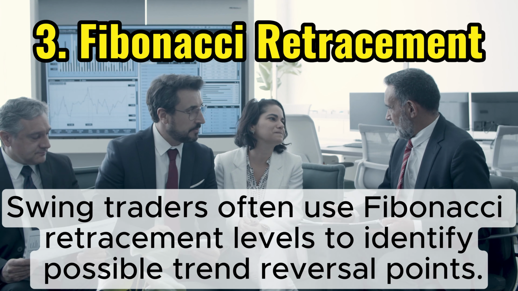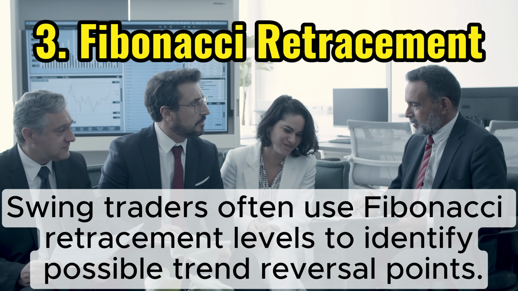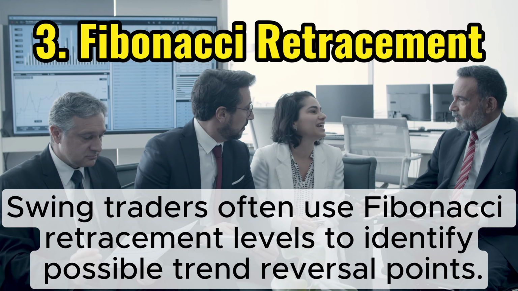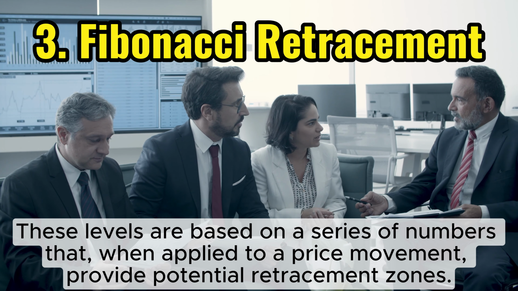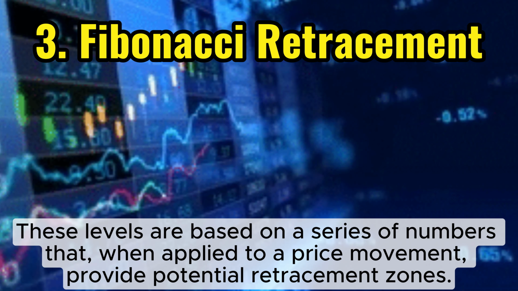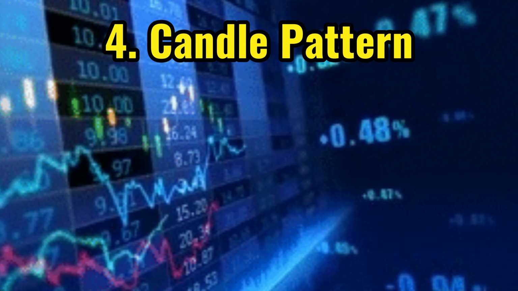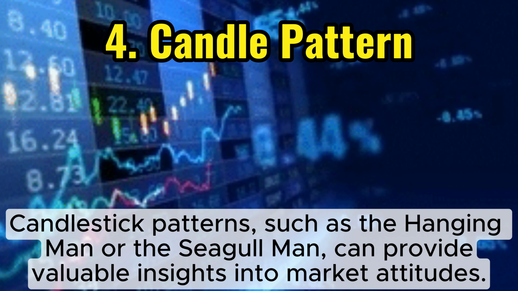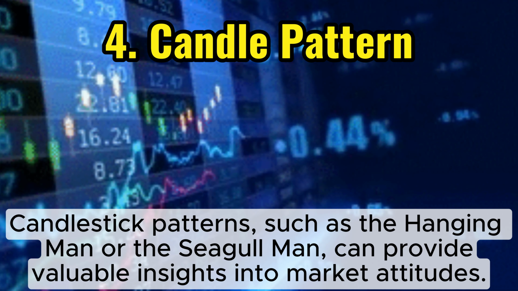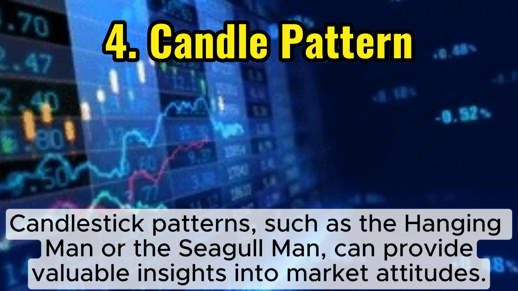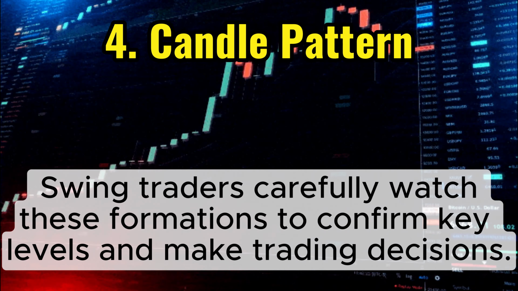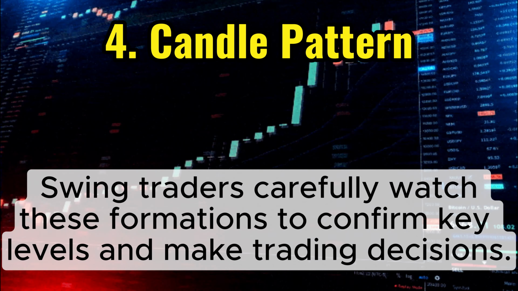3. Fibonacci retracement. Swing traders often use Fibonacci retracement levels to identify possible trend reversal points. These levels are based on a series of numbers that, when applied to a price movement, provide potential retracement zones. 4. Candlestick patterns, such as the hanging man or the seagull man, can provide valuable insights into market attitudes. Swing traders carefully watch these formations to confirm key levels and make trading decisions.